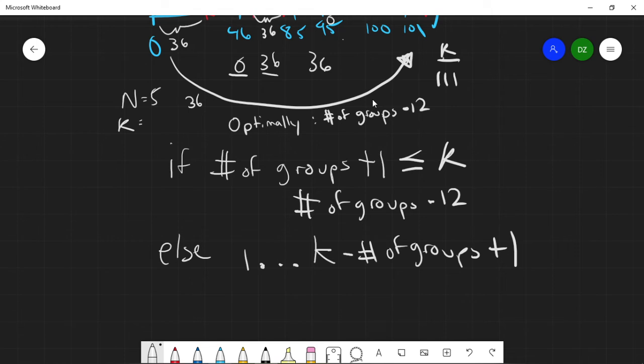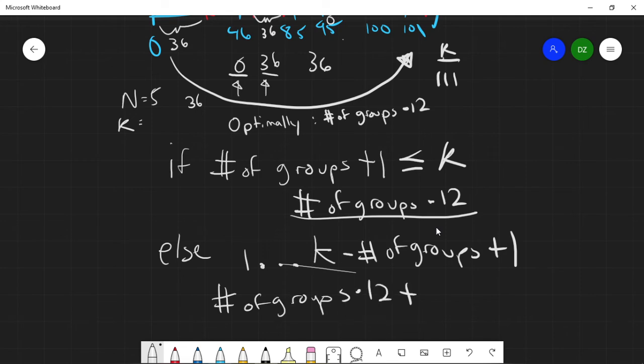So wait. Yeah, you loop through these, and you just add the value to your answer. So it's just the number of groups times 12 plus, let's just say array A, 1 through k minus groups plus 1.